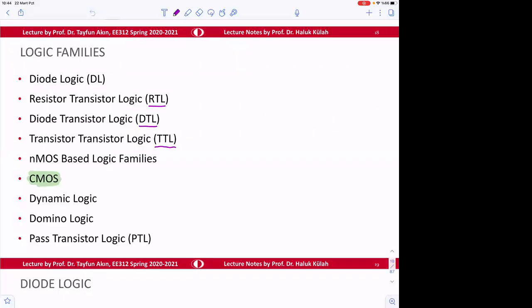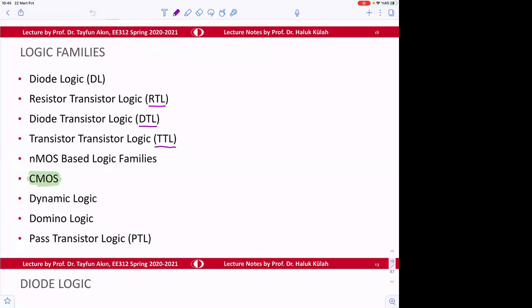Okay, good morning again. So today we will be going through logic circuits, and we will first try to see the elements which make those circuits also.